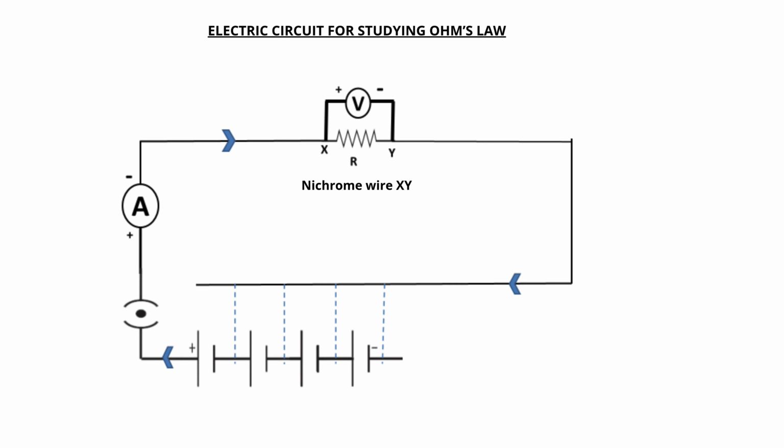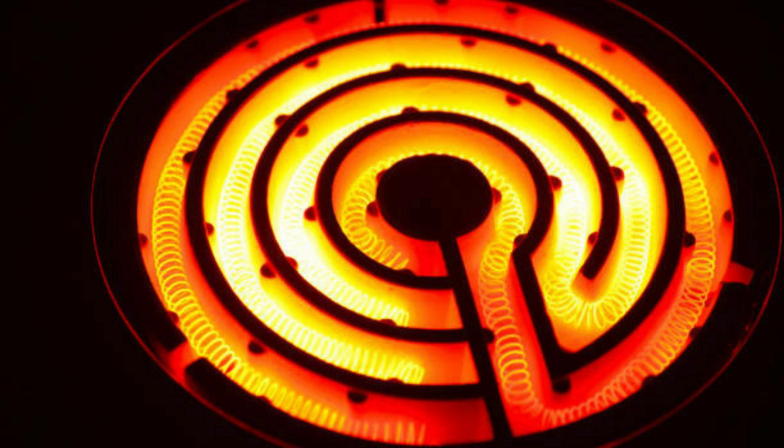So let's set up a circuit as shown on your screen consisting of a nichrome wire XY of length say 0.5 meter, 4 cells, an ammeter and a voltmeter across the nichrome wire XY. Nichrome is an alloy of nickel, chromium, manganese and iron. It has higher resistance in comparison to conductors. It is used for making the heating elements of appliances such as toaster, geyser and heater.